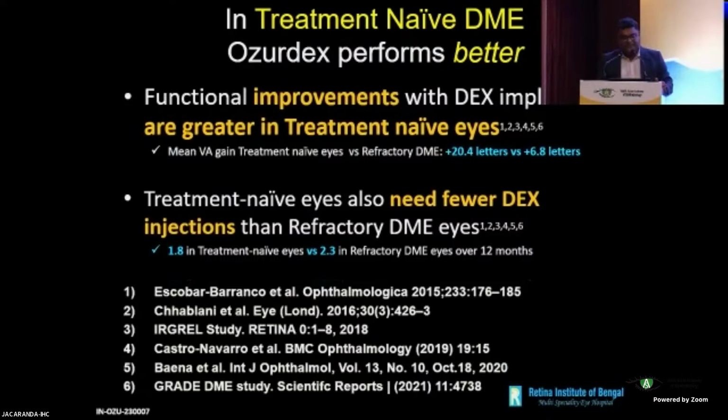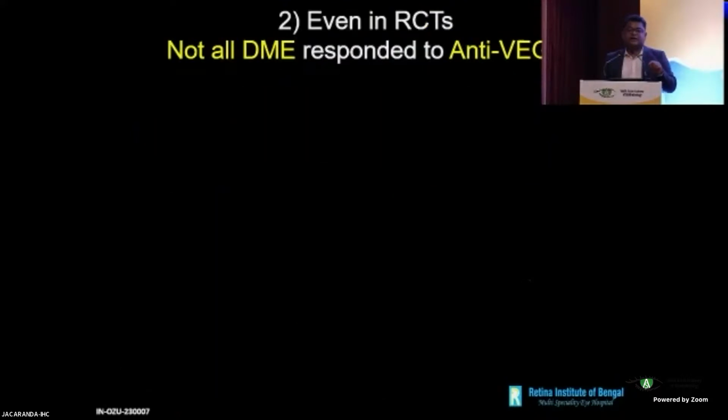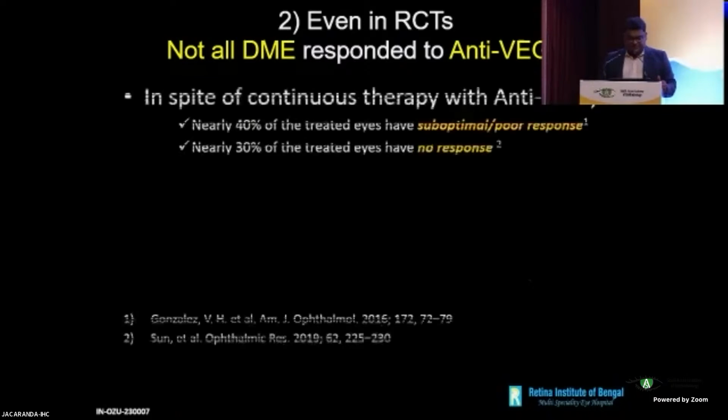So besides the fact that the real world data doesn't match up to RCTs, there are a few other issues with purely basing our practice on RCTs. So even from RCTs, we know that not all DME patients respond to anti-VEGF. If we look at Protocol I or Protocol T, irrespective of the anti-VEGF, we see nearly 40% of the patients have suboptimal or poor response, and 30% have no response.